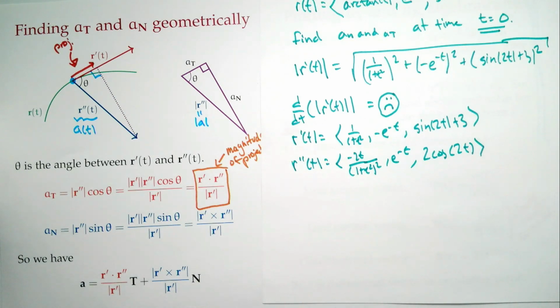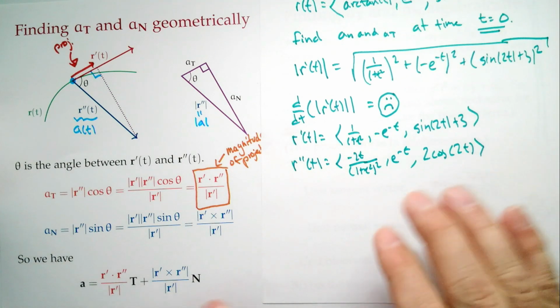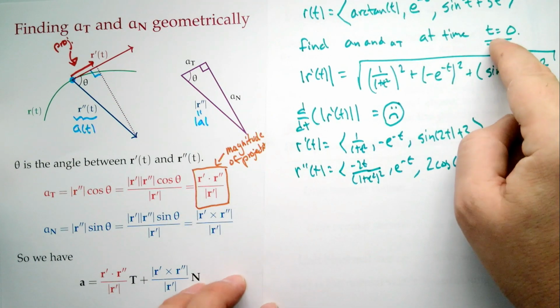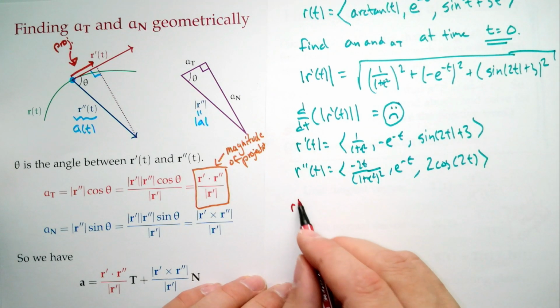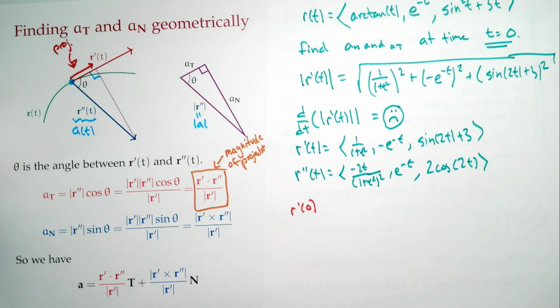Here's the punchline. See, previously, if I wanted to talk about finding this a sub t and a sub n, I'd have to take the derivative before I could plug in 0. I don't have to wait now. You see, when I'm evaluating at a point, I can take advantage of the fact that I know I'm at a particular point. And so I say, all right, good. So I have r prime of 0. Getting back to where we started.